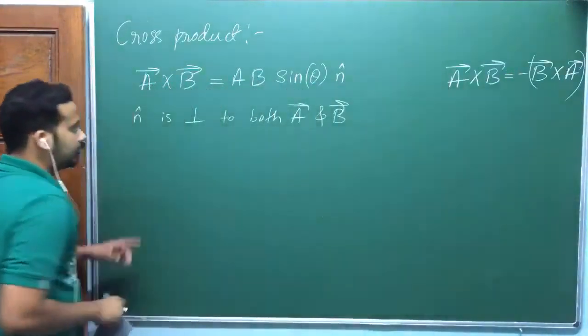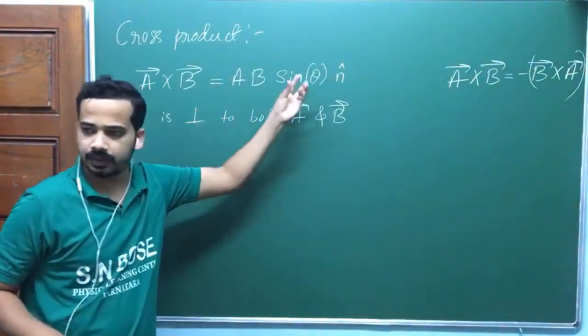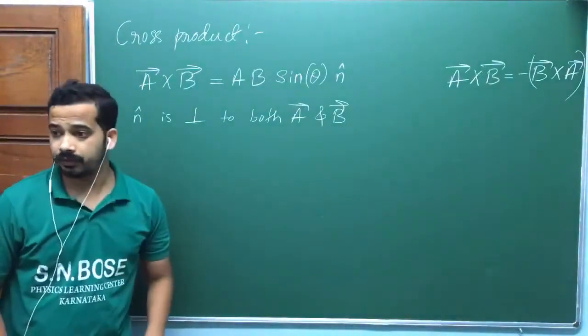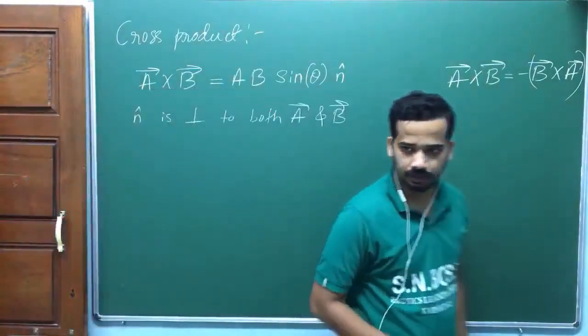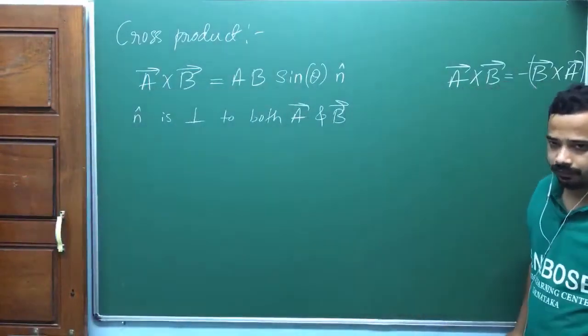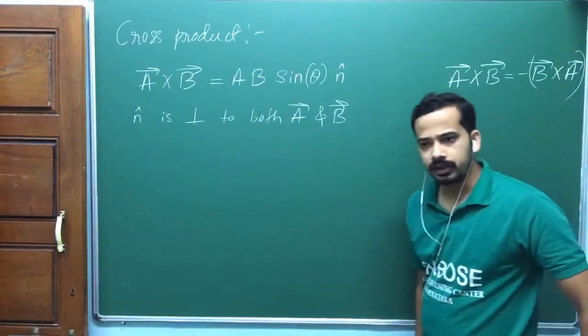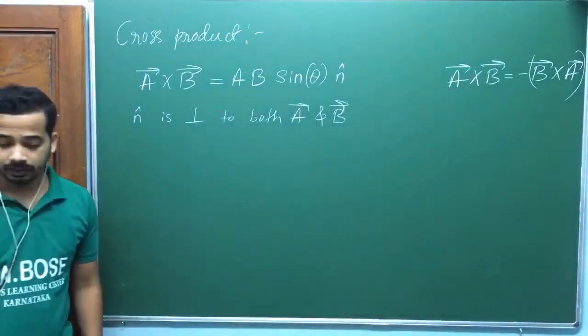Now we shall see how to find this direction. I hope A, B, sine theta, you know all of this. We shall see how to find the direction of the cross product, which is very, very important, because our magnetic force is a cross product, isn't it? In the case of Biot-Savart's law, the cross product will come. In many cases, we will end up with a cross product, and the cross product direction is very important.